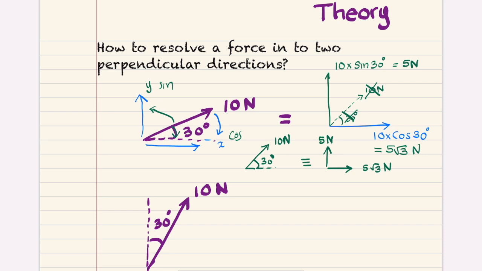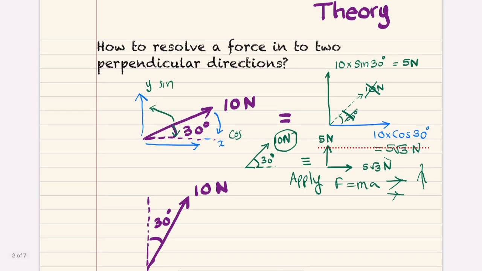Why do we do the resolving? It's easy when it comes to applying F equals ma or any other equation of motion. When you apply F equals ma, we need to consider a certain direction. It could be horizontal, it could be vertical. So rather than having a complex version like this, we can straight away use 5 root 3 when resolving horizontally, or 5 newtons when resolving vertically. We will be discussing that later in another video.